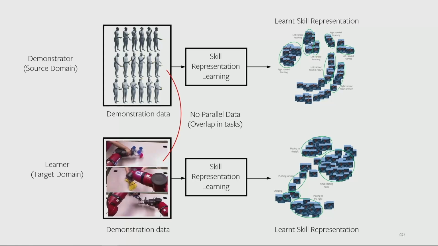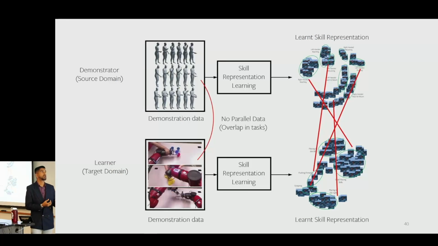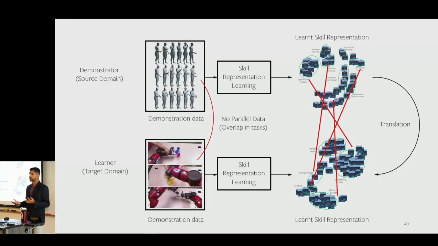And what we'd like to learn are these notions of correspondences across both of these skill spaces. So for example, that any one point in this source skill space corresponds with this other point in the target skill space. In other words, we'd like to learn a translation between these two spaces, or some kind of mapping between them.